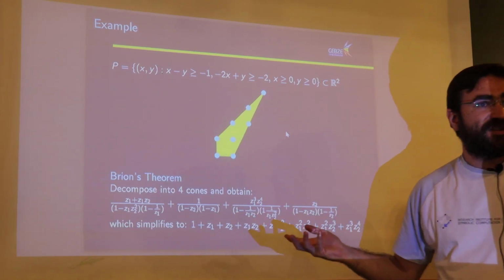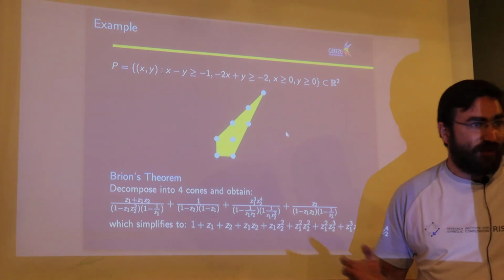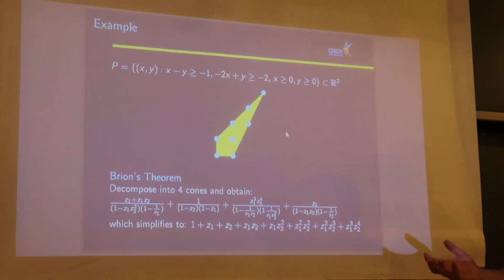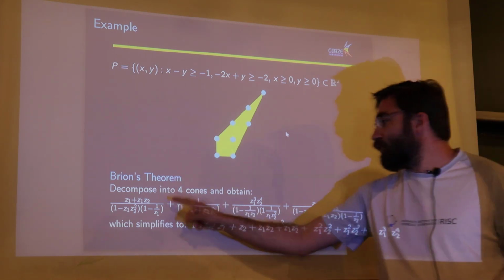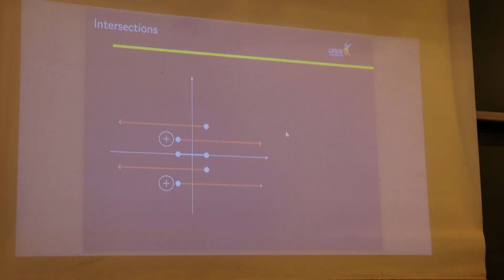So obviously the rational generating function of a bounded thing is a polynomial, right? Because it has finitely many lattice points inside. That's an example of a Brion decomposition of this polytope. Okay. And yeah, this we saw about the intersections, that the upper one doesn't work, the lower one works, right?